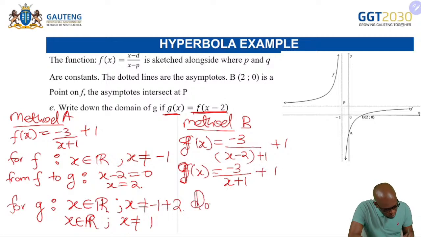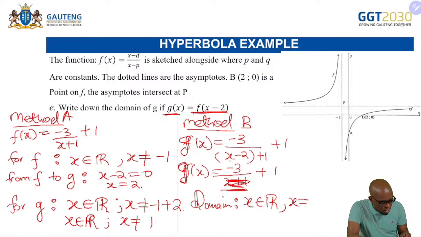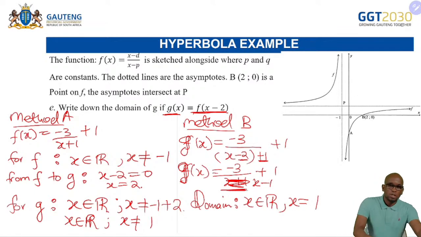So what would be the domain of G? x, an element of all real numbers, but x cannot be the asymptote. x cannot be equal to, no, minus 2. Sorry, I made an error here. Minus 2. If I add minus 2 and 1, I'll get that this is x minus 1. So x, an element of all real numbers, but x cannot be equal to 1. Sorry about that slight error that I made there. Right, that's how you can write down the domain of G.